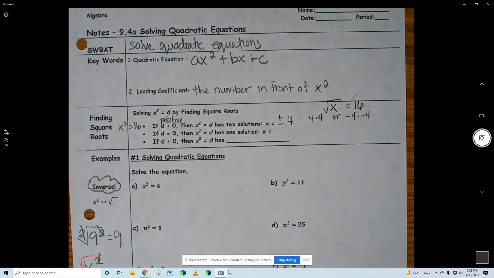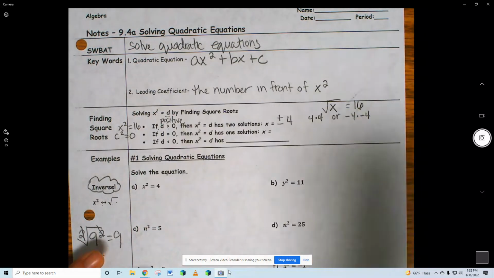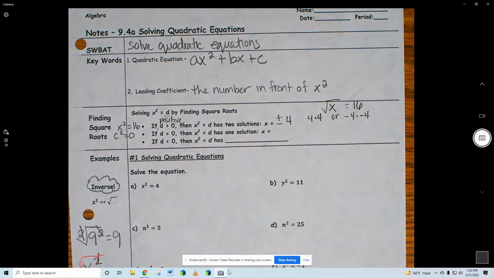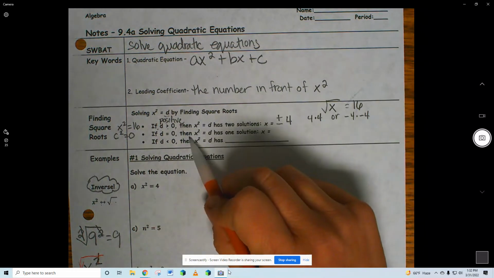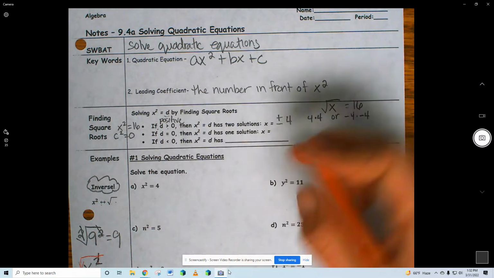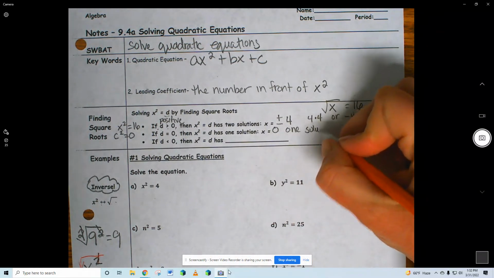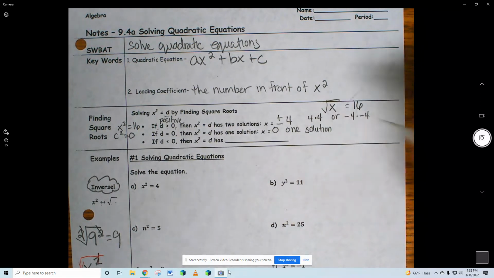So if d is 0, I could be like c squared equals 0. That would be a sample problem. If d equals 0, the number after the equal sign is 0, then it has one solution. It's just 0. One solution. The square root of 0 is 0.